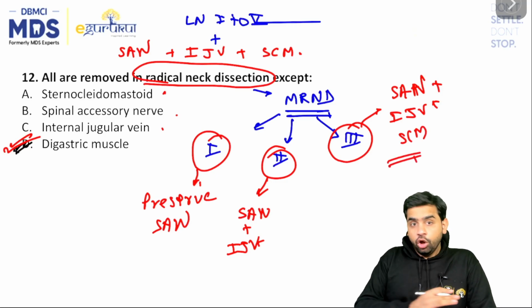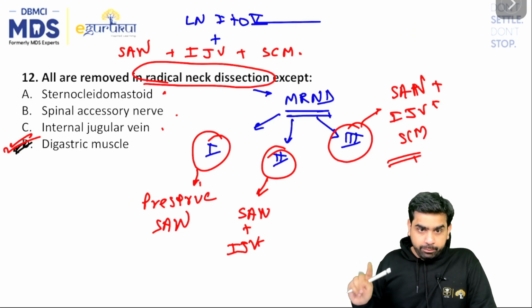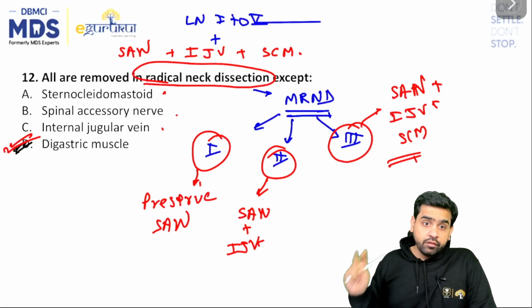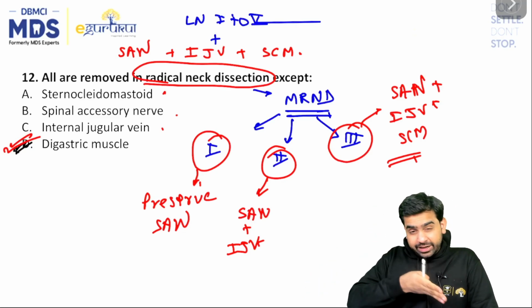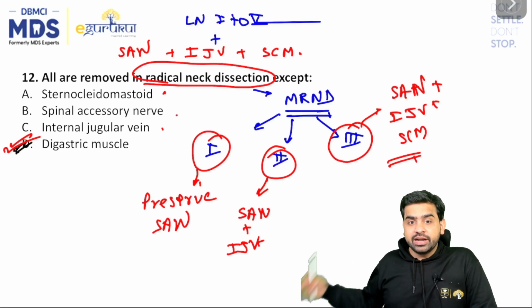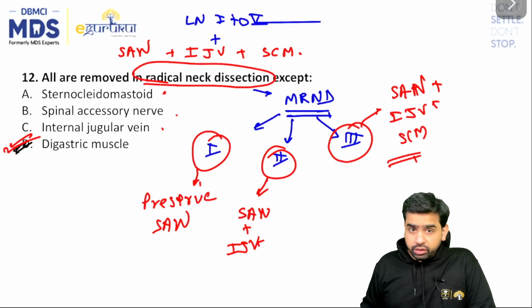Are you understanding my point? All the 3 structures are preserved in the MRND type 3, and in the MRND type 2, spinal accessory nerve and internal jugular vein are preserved. In the MRND type 1, only the spinal accessory nerve is preserved. So these are again very, very important, guys. You have to understand that there's something which is called a radical neck dissection, and there's something which is called a modified radical neck dissection. I hope you have done these points.